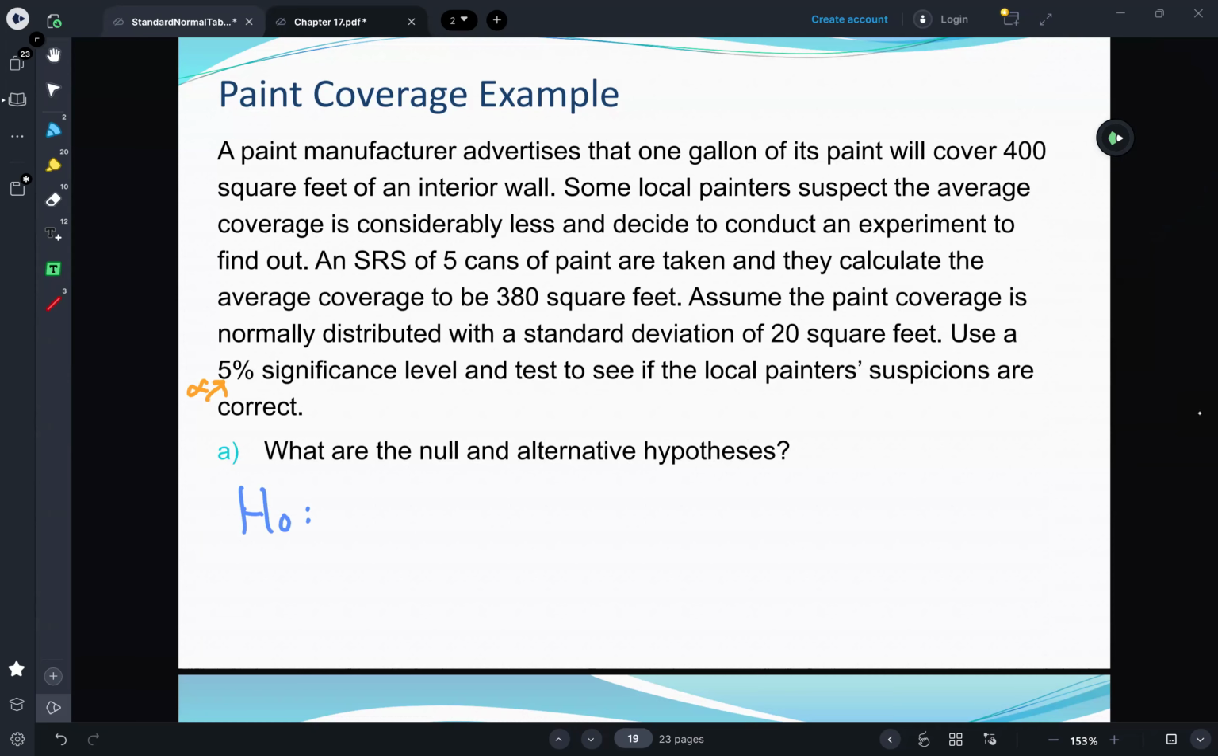What's the claim? The long-held belief. The null hypothesis, yes. Pardon? 400, yes. So mu equals, right? It's always equals, good. Always equals 400 versus, what should we do here?